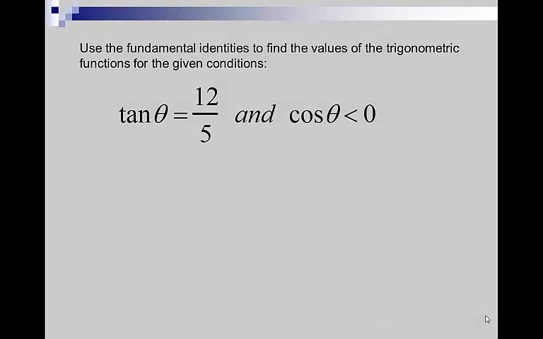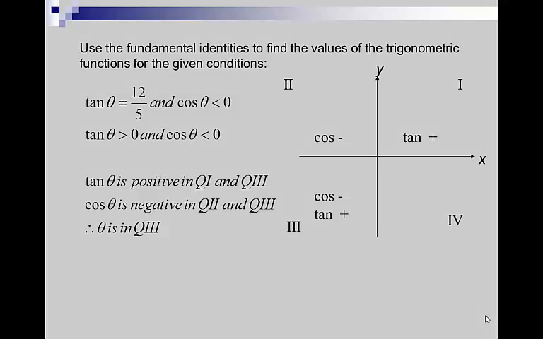All right, so this one uses the fundamental identities to find the values of the trigonometric functions for the given conditions. Now there's two ways to do these. We can use the fundamental identities, 1 plus tangent squared equals secant squared. Or we can just build the triangle up in the correct quadrant. And that's what I'm going to choose to do. It says tangent theta is 12/5 and the cosine is less than 0. Well, the first thing you better figure out is what quadrant we are in.